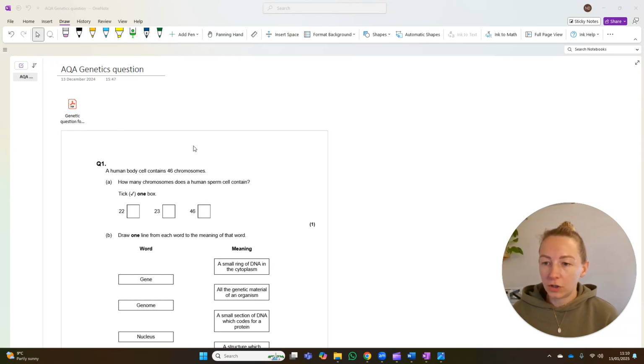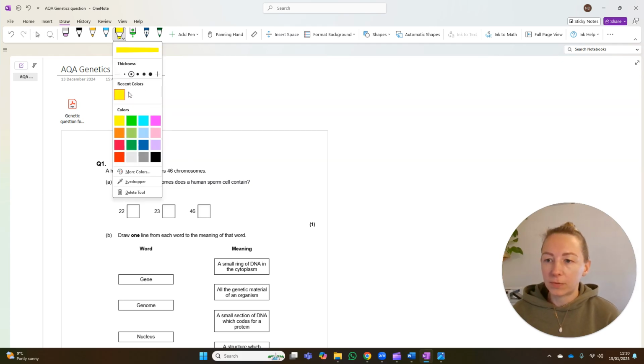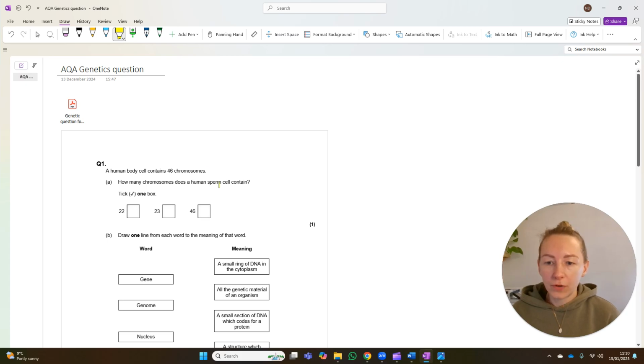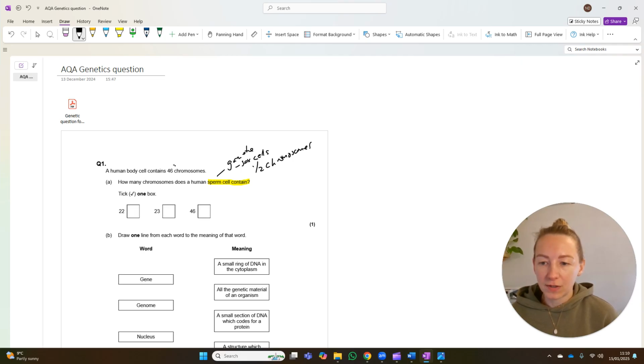Okay, so question 1. A human body cell contains 46 chromosomes. How many chromosomes does a human sperm cell contain? So the first thing to think is a sperm cell. We need to just remember that a sperm cell is a gamete, which means it is one of the sex cells, which means it has half the chromosomes. So if we have 46, it happens to be 46 in humans, and you do need to know that, then in a sperm cell it's going to be 23.